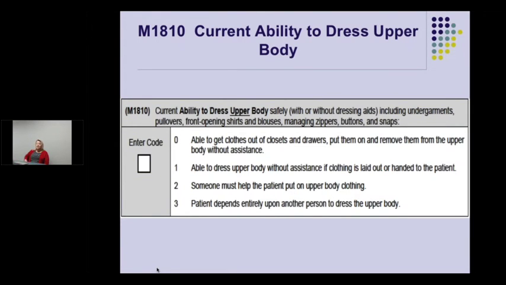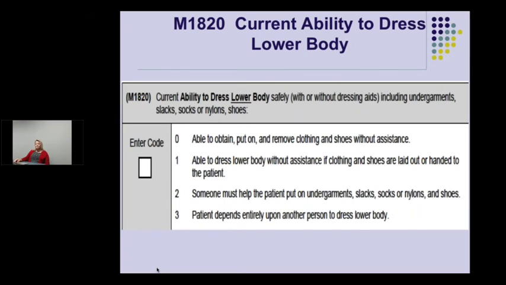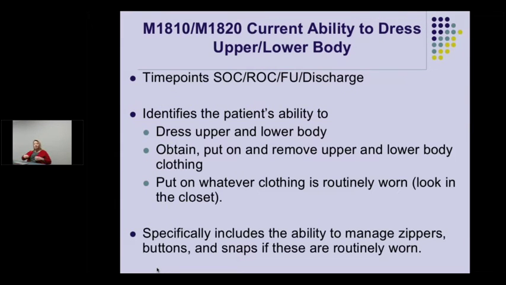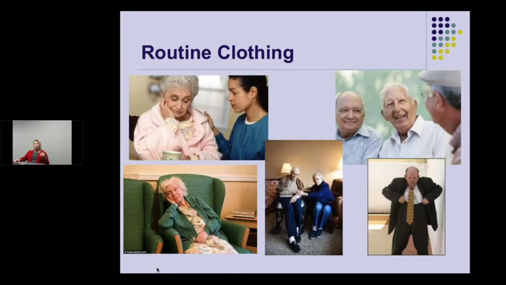M1810 and M1820 are kind of the same question, except one is asking upper body and the other is asking lower body. The time points for these are start of care, resumption of care, follow-up, and discharge. It's going to identify the patient's ability to dress themselves, to put on and off clothing that is routinely worn. This specifically includes the ability to manage zippers, buttons, and snaps if these are routinely worn. So you have to determine what is routine clothing for this patient.